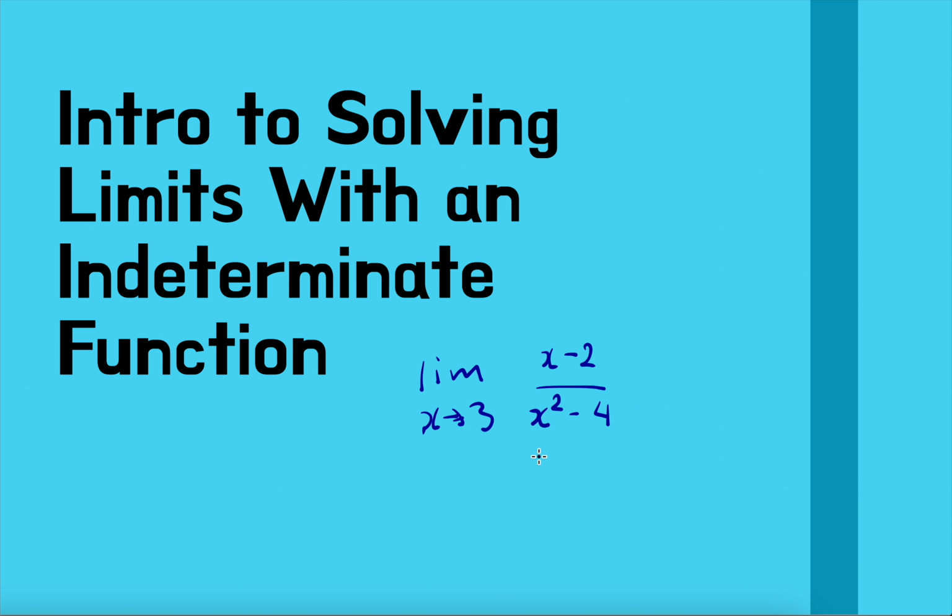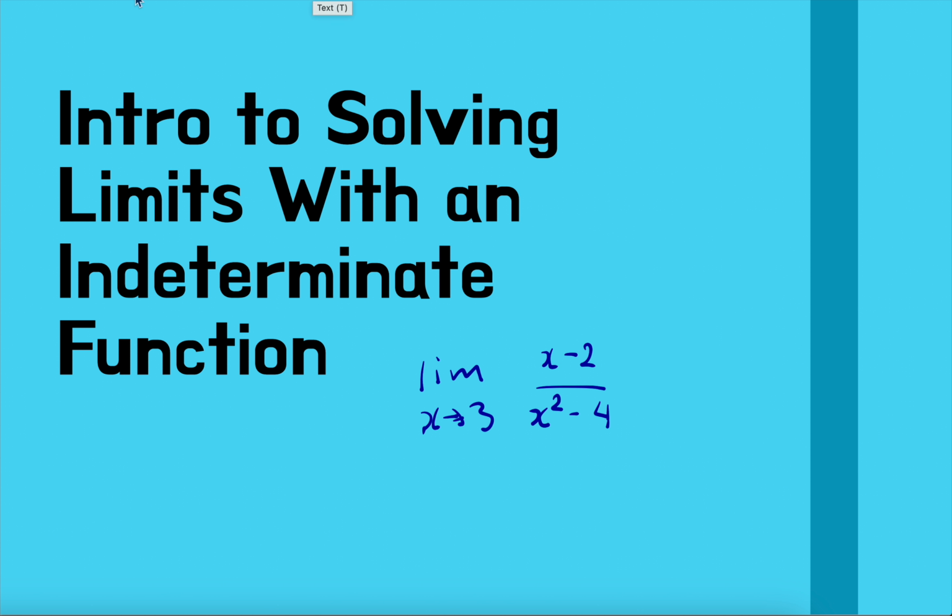So in this case, when you plug in 3 into the function, you get 3 minus 2, which is 1, over 3 squared minus 4, which is 6 minus 4, which is 2. So our final answer would be 1 over 2. And so that's how solving a limit the easy way is done. You simply plug in the value that x approaches.